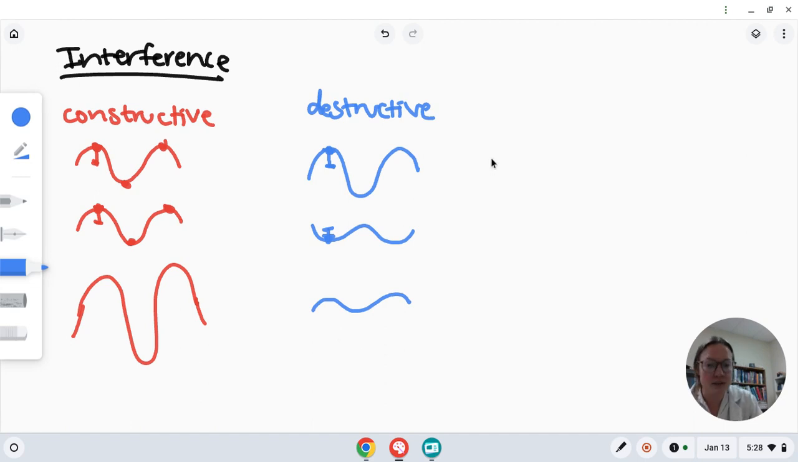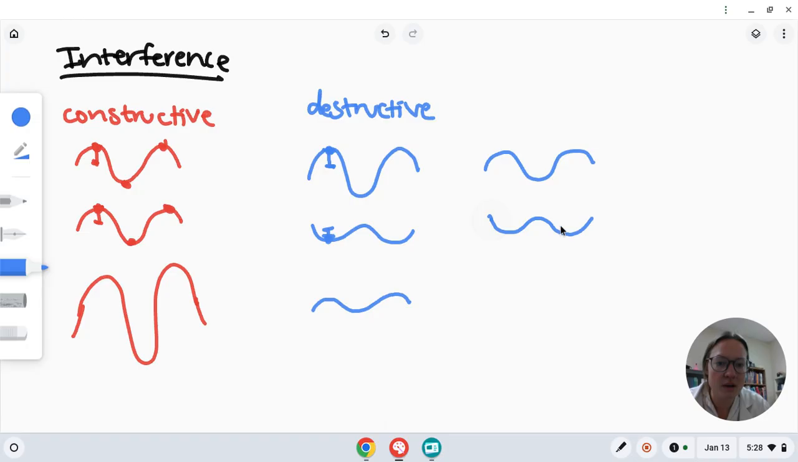You can also have something which we call complete destructive interference, which is what happens if you have a wave that looks like this and a wave that looks like this here. Oh gosh, let me fix it. Sorry for my perfectionist tendencies. And a wave that looks like this. You combine these two waves.